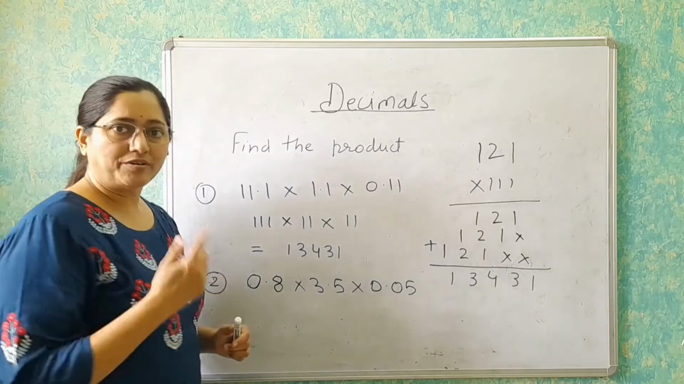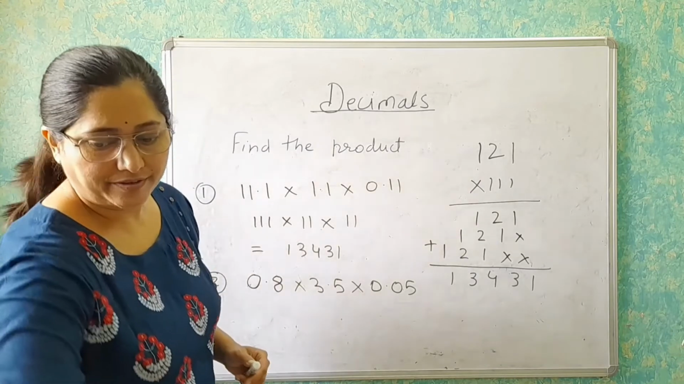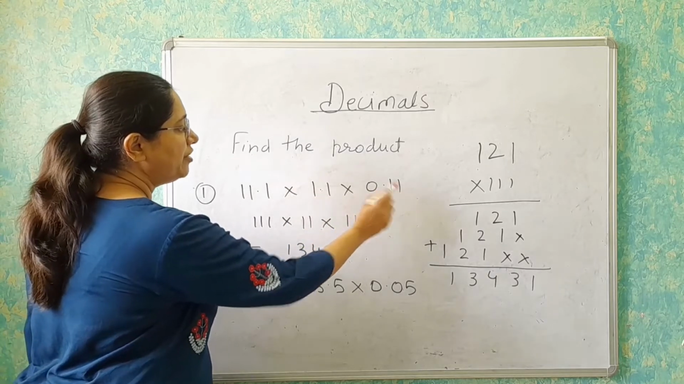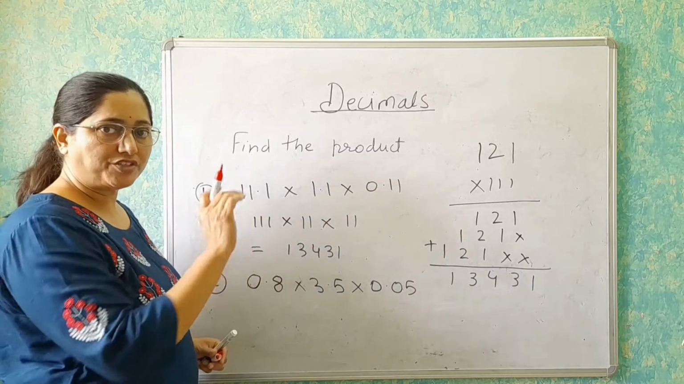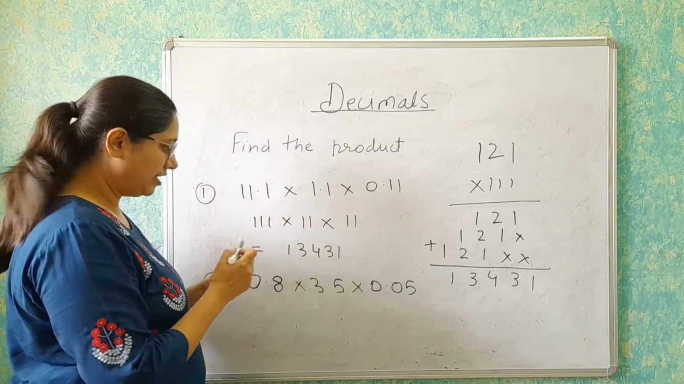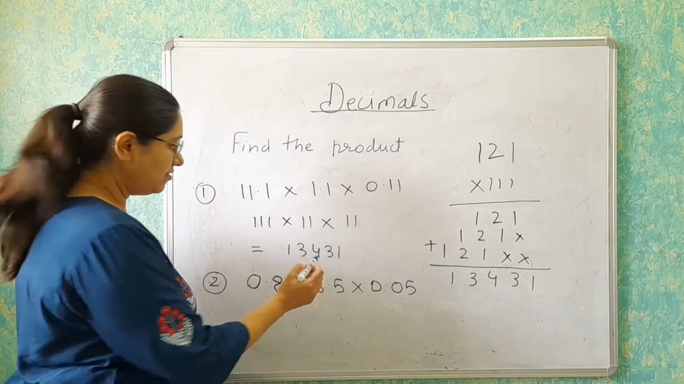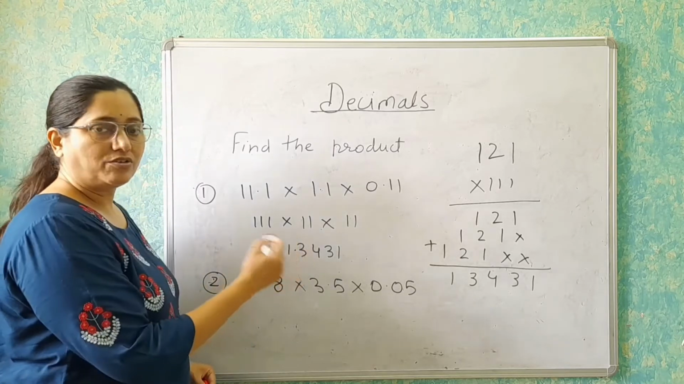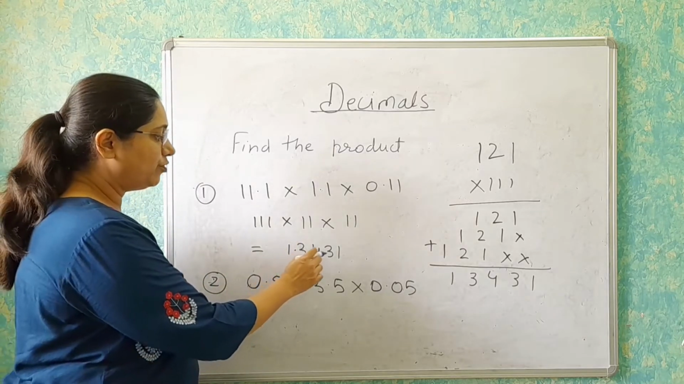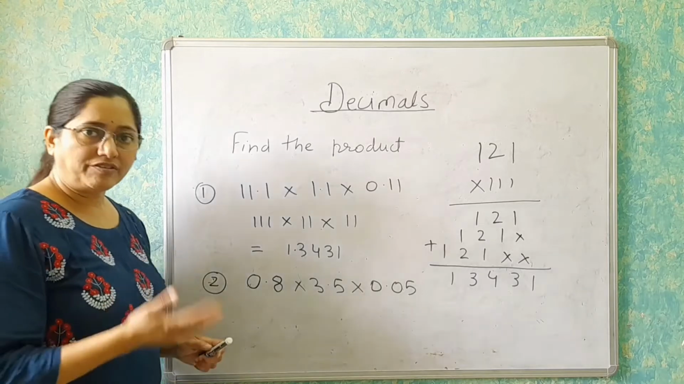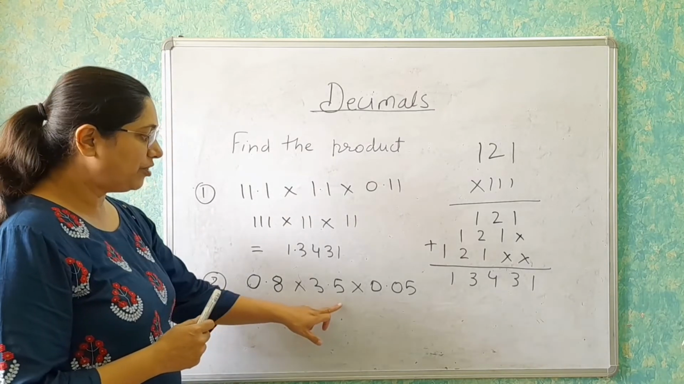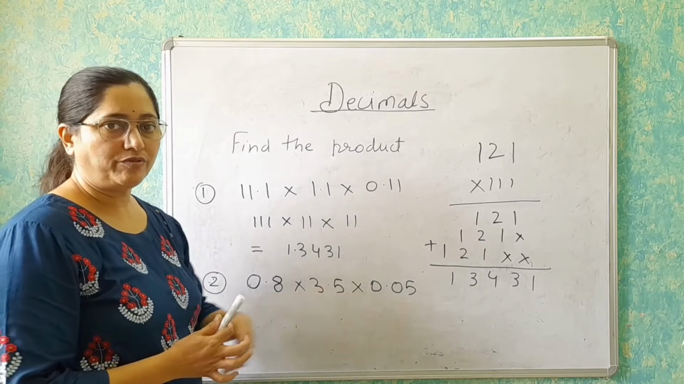Now we will count the number of digits in the decimal part: 1, 2, 3 and 4. So after 4 digits from the right hand side, we have to put a decimal point. So our answer will be 1, 2, 3, 4. I will put a decimal point here. So our answer is 1.3431.